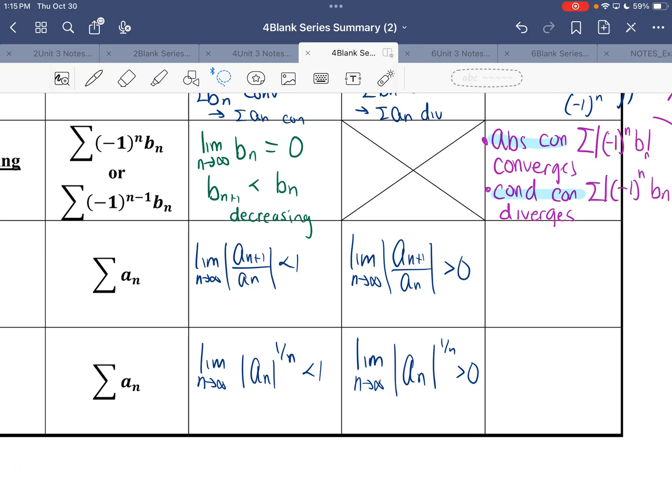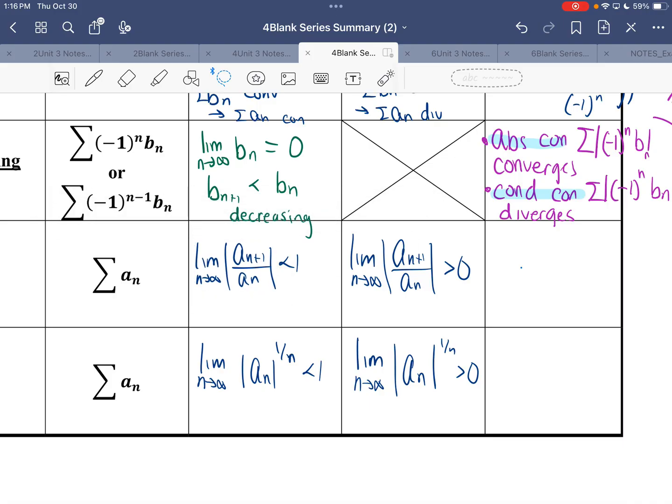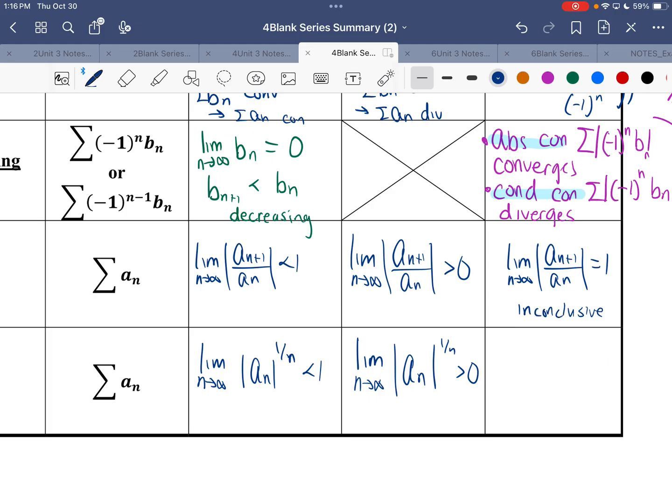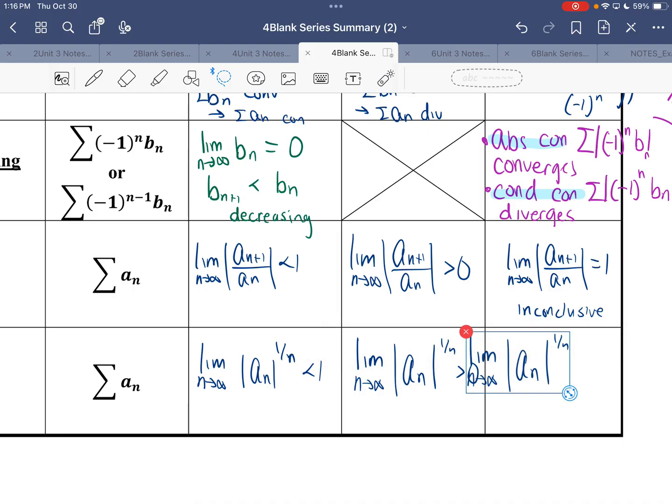Okay, so converging is the first column. So if it's less than 1, it converges. Diverges is the second column. And then remember, if you get it equal to 1, it's inconclusive. Wait, should it be greater than? Yeah, shouldn't it be greater than 1? Yeah, my bad. I was just making sure you're paying attention.